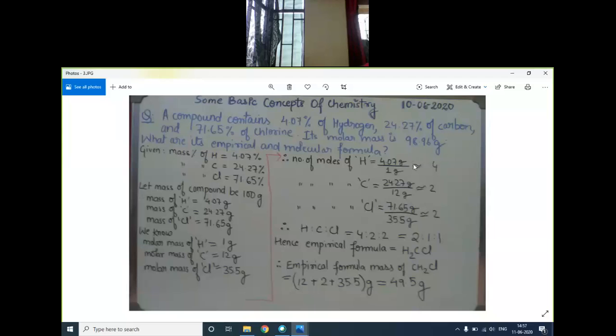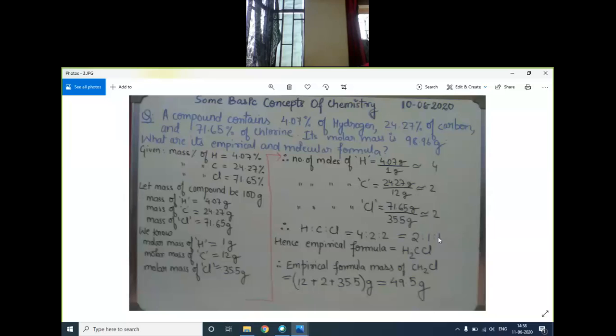Now what is the ratio we are getting? Ratio of hydrogen to carbon to chlorine. What we are getting? 4 is to 2 is to 2. But we can simplify this ratio again, so it is not the simplest form. We have to simplify it again. It will come 2 is to 1 is to 1. So this is the simplest ratio.